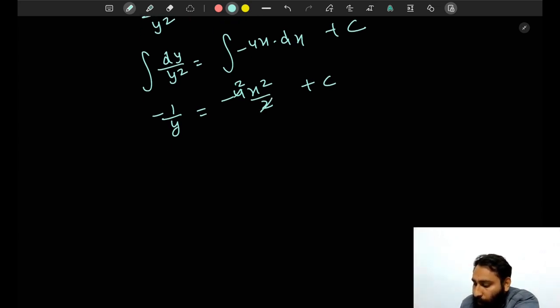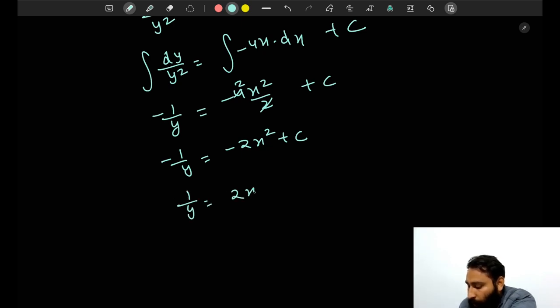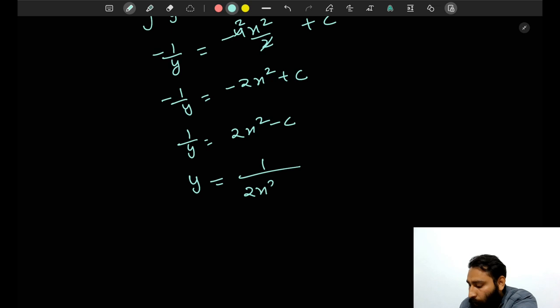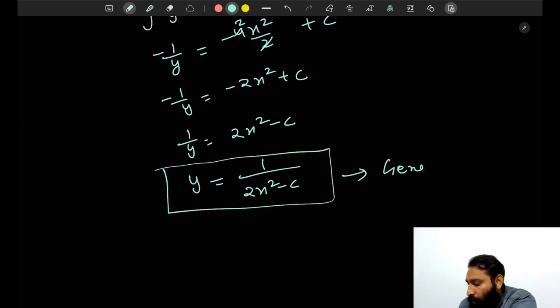And now cancel the 2. Minus 1 upon y is equal to minus 2x square plus c. Multiply by minus on both sides: 1 upon y is equal to 2x square minus c. Take the reciprocal of both sides, so we get y equal to 1 upon 2x square minus c. This is the required general solution of this differential equation.